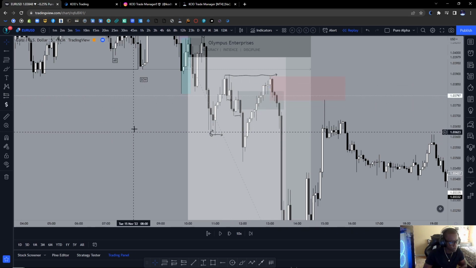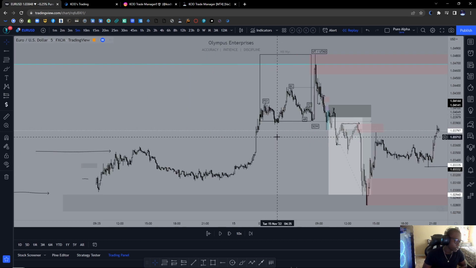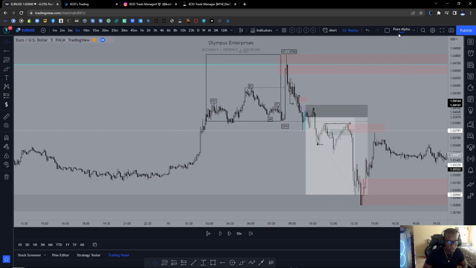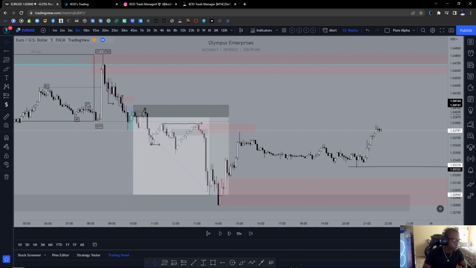And I had someone asking about change of characters. I don't trade change of characters anymore. I used to, but it's just different words for the same things. There's just breaks in structure, be it internal or external. They're all the same things. But yeah, that's it.